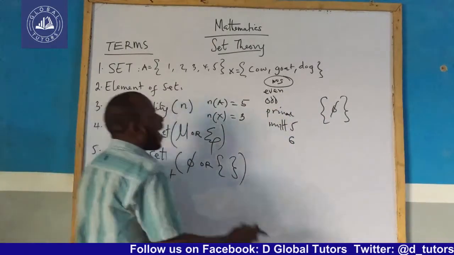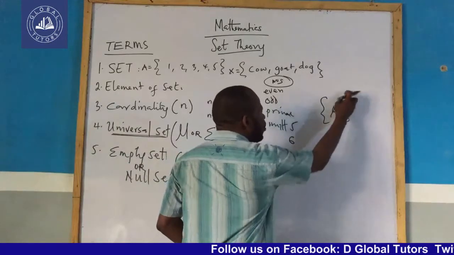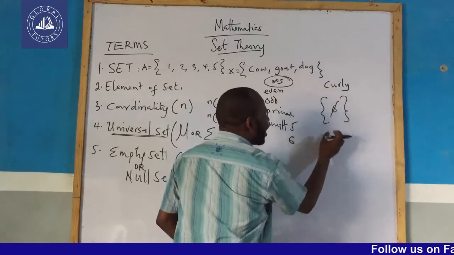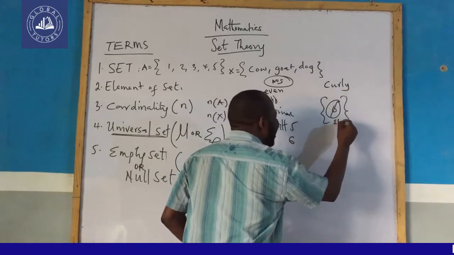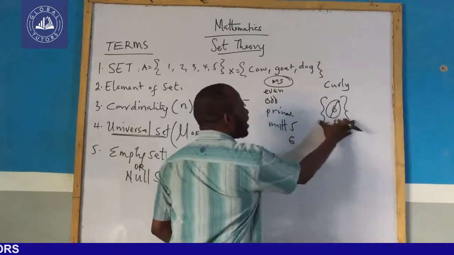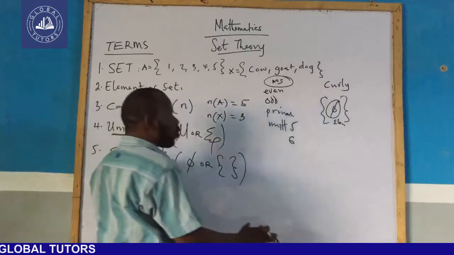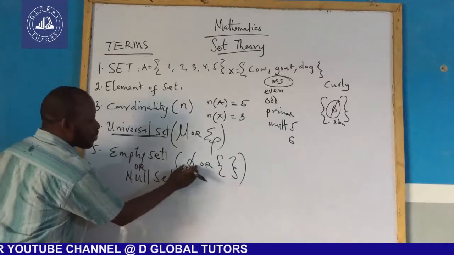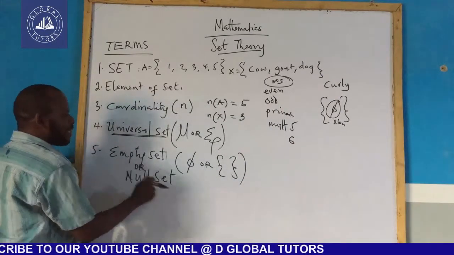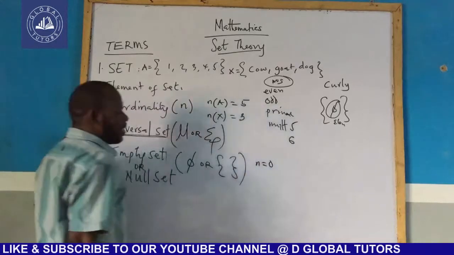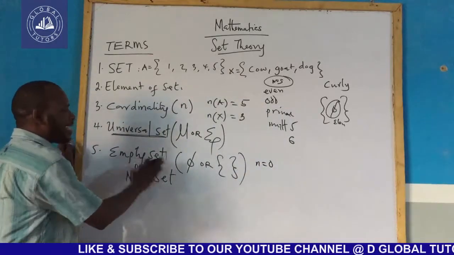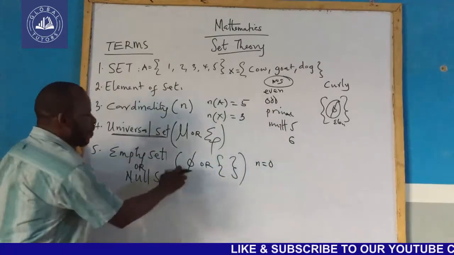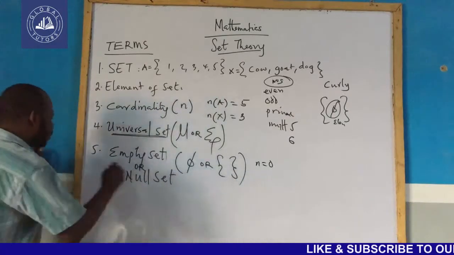You cannot use the two at once. You either choose this or this. Anytime you put this in this curly bracket, you are putting this as an element of this set. So it is no longer an empty set. It is a set that has an element. Now, an empty set is symbolized with this or this. And what does empty set mean? It means a set whose cardinality is 0. Meaning in an empty set, there are no elements. The cardinality is 0. And the symbol is this or this.